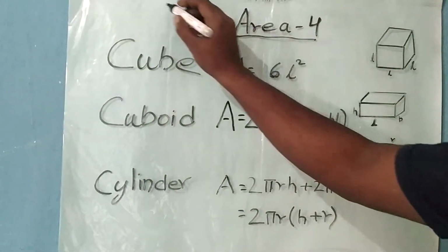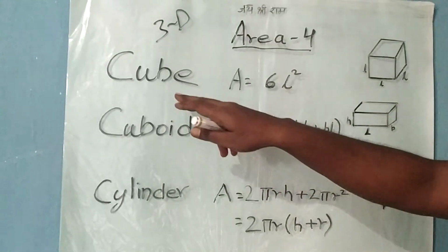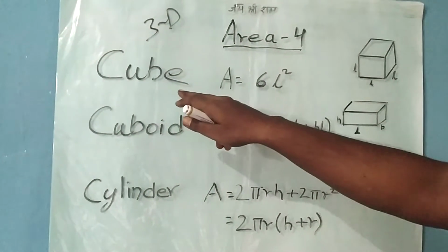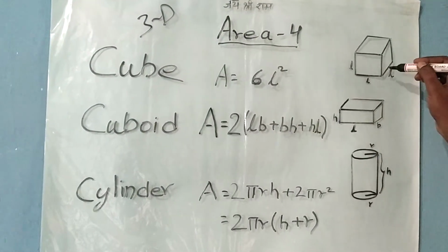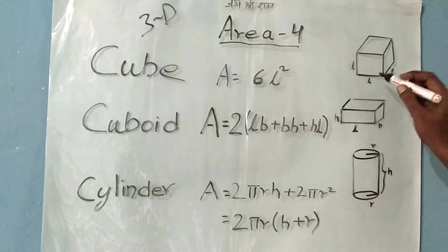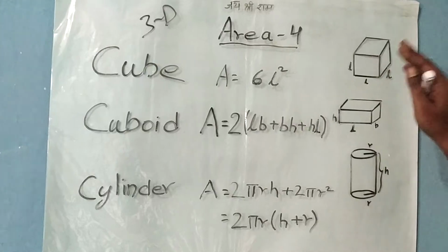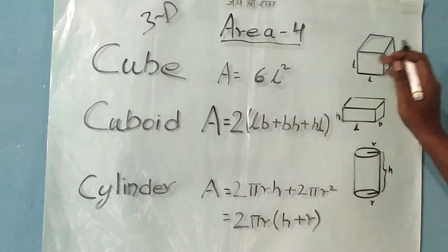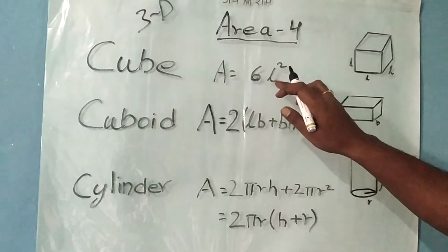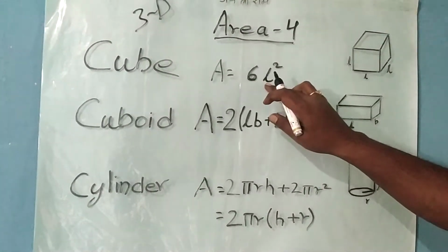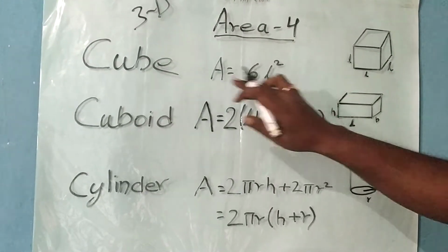Area for 3D, meaning three-dimensional. Let's come to the first shape, the cube. What is a cube? A cube has all sides equal and is box-shaped. This length is equal, this is also equal, this is also equal. Each face is like a square, so there are 6 faces. So the total surface area will be 6L square. That will be the total surface area of the cube.